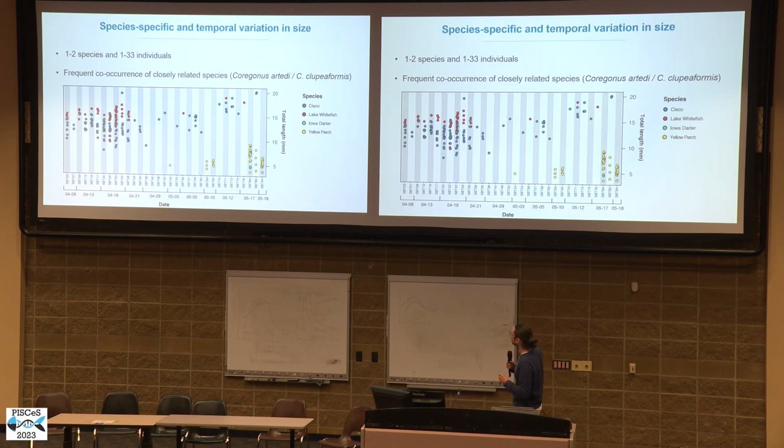What I want to point out is that you typically see lake whitefish being larger than the ciscos in those same samples. So the red dots are higher up on that y-axis, which is total length, than the ciscos at the same time. I also want to point out that ciscos are generally more abundant, so the majority of those dots are blue. And as you go over time, the larval fish get a little bit longer, as you might expect, and also start to co-occur with other species like yellow perch and Iowa darter.